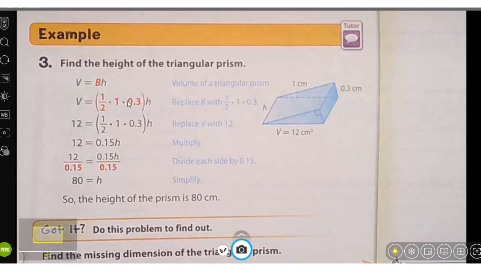So they went ahead and they completed all of this. Then they got down to this, and they divided both sides to get the 80. So the height here is 80. I will show you how they did that.